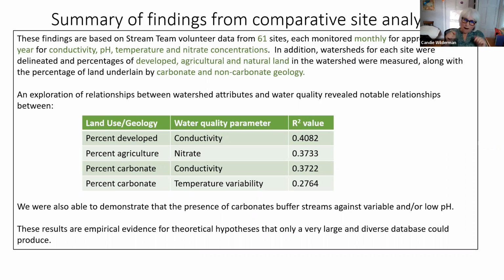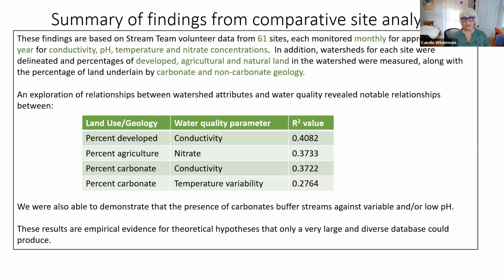I want to remind you that these findings are based on Stream Team volunteer data from 61 sites. Each was monitored monthly for approximately a year for conductivity, pH, temperature, and nitrate. You know that better than I do. In addition, the watersheds for each site were delineated, percentages of developed, agriculture, and natural land were measured, and percentage of land underlain by carbonate or non-carbonate geology were measured. So it's a big data set with a lot of data.